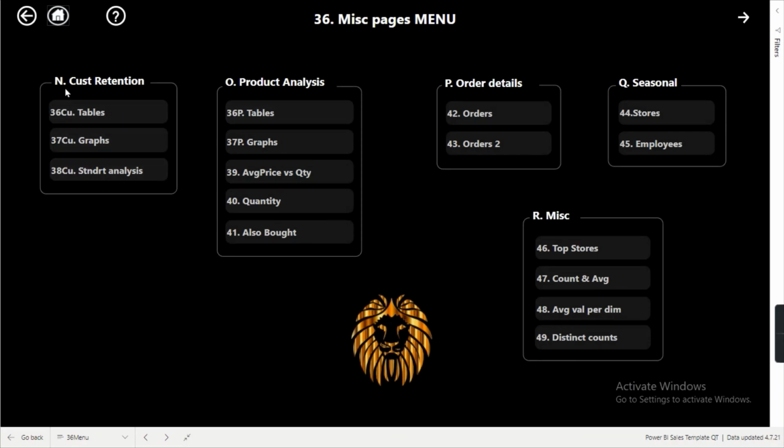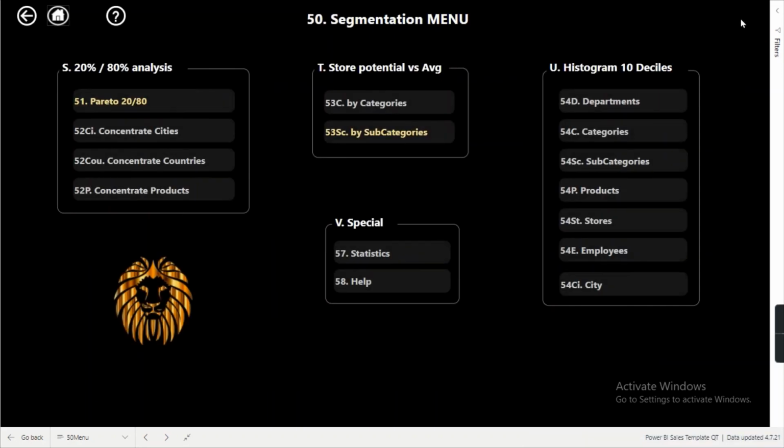Customer, that's a group related to customers: customer retention, product analysis, order details related to orders, seasonal and missed pages. And last, 20/80 rule analysis, store potential, histogram, 10 deciles. That's a segmentation of 10 parts of the business. That's a set of pages. And special pages, statistics and help, video help. That's all.